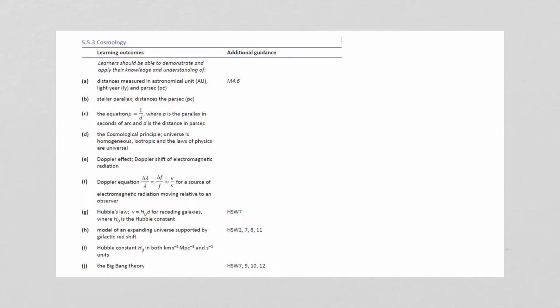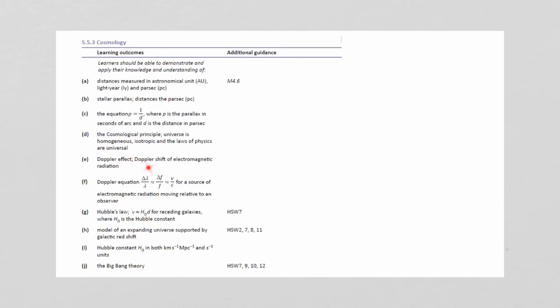And then based on parsecs and distances and angles, we can have an equation that tells us how far away a star is, give or take. We've then got something called the Cosmological Principle, and then some keywords: homogeneous, isotropic, and the idea that the laws of physics are universal, so whatever happens on Earth we can assume happens everywhere in the universe.